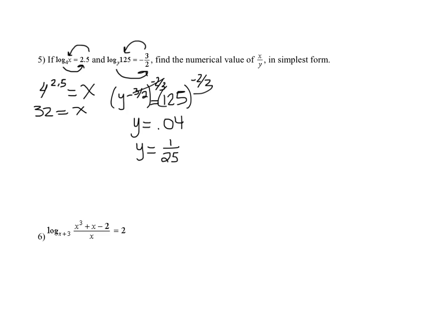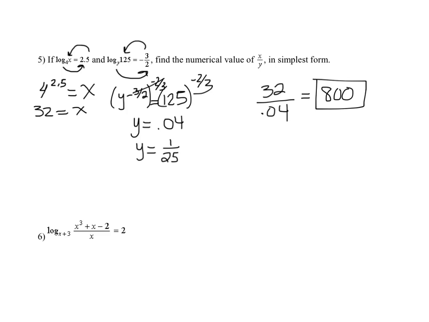So now we want to take x and divide it by y. Take this x, divide it by this y. So 32 divided by 0.04. I chose to use this decimal rather than this fraction because I didn't want to have to deal with in the calculator 32 divided by 1 over 25, but either way you should get the right answer. So take a minute, put this into the calculator, and see what you get. Alright, you should get 800, and that is your final answer.